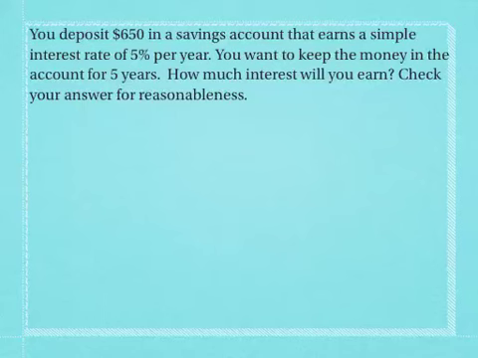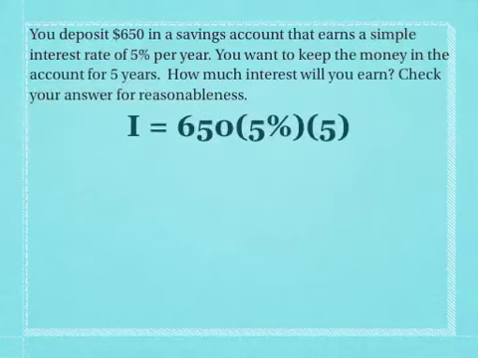Now, $650 would be my principal. That's how much I'm going to put into the bank account. 5% would be my rate, and my time would be 5 years. So when I plug in those pieces, I have interest equals 650 times 5% times 5.